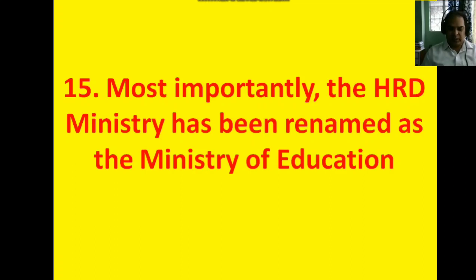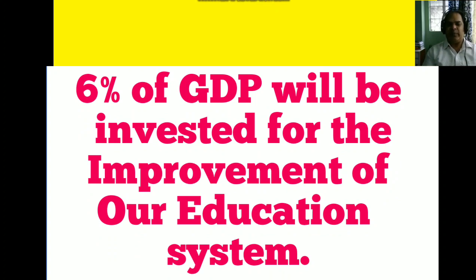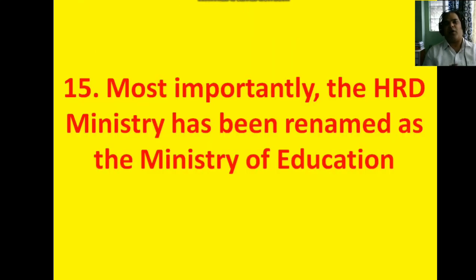Actually the planners had decided to introduce it from September or October, but due to the COVID-19 pandemic throughout the country, now this will be implemented from the coming session. From the coming session, this entire policy, entire system will be implemented slowly and gradually. 6% of our GDP will be allocated for the improvement of our education. So hope this new education system will bring a drastic change in our country.